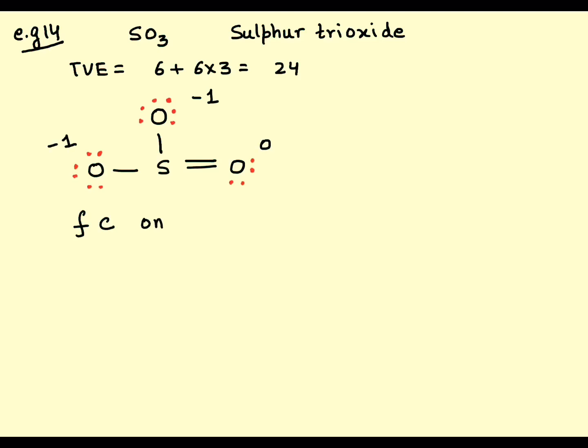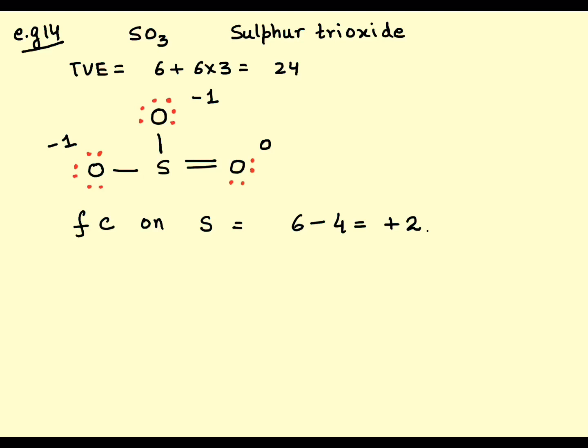Formal charge on sulfur. 6 take away how many bonds? 1, 2, 3, 4. 6 take away 4. What do we get? Charge is +2. The charge on each of the oxygen is -1. So +2 -2 gives us a 0. So it should be a happy proposition, right?